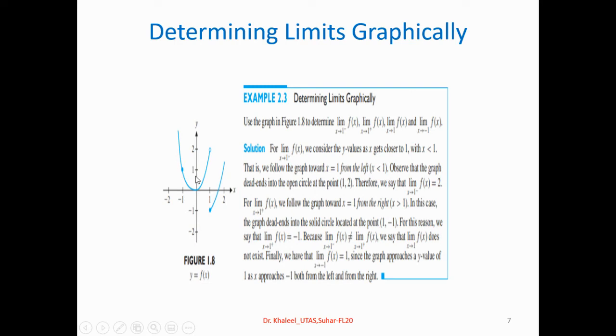Is the value of the function at x equal to -1 defined? Yes, because it is a filled circle, not an open circle. So the left-hand limit is 1, the right-hand limit is 1, the value of the function is 1, and since the left-hand limit and the right-hand limit exist and are equal, we say that the limit of f(x) as x tends to -1 is also 1.